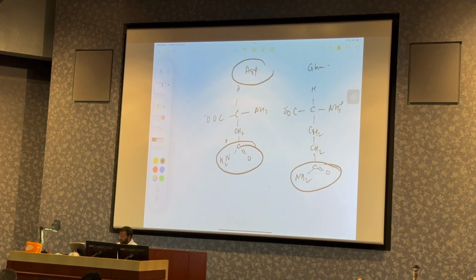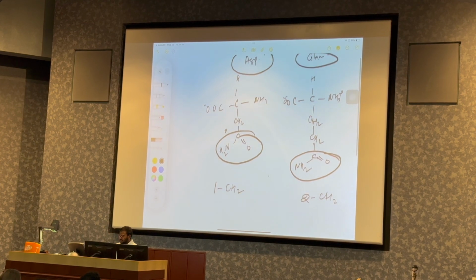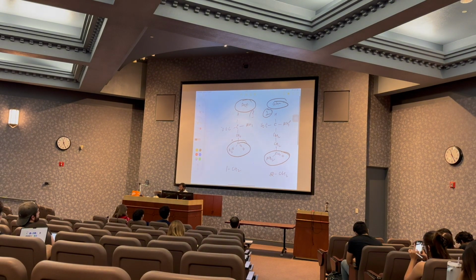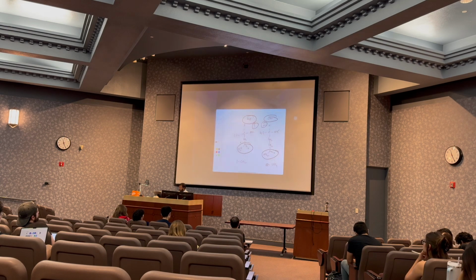Okay, the difference between aspartic acid and glutamic acid: the first one has one CH2 and the other one has two CH2. Aspartic acid has one CH2 and glutamic acid has two, and that's the only difference they have. Okay, am I correct up to here?